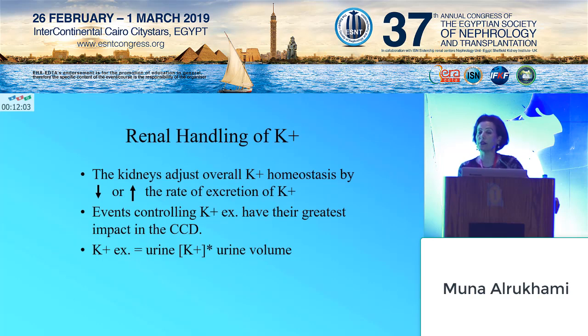Now I'll talk about how the kidney handles potassium. The kidney usually adjusts overall potassium in our body by either decreasing or increasing the rate of excretion of potassium. And the rate of excretion of potassium mainly depends on concentration of potassium in the urine and the urine flow rate. So there are two factors that work in the potassium excretion. And potassium concentration in the tubules is mainly determined in the cortical collecting duct, where the secretion of potassium will happen. This is the main site that controls it.